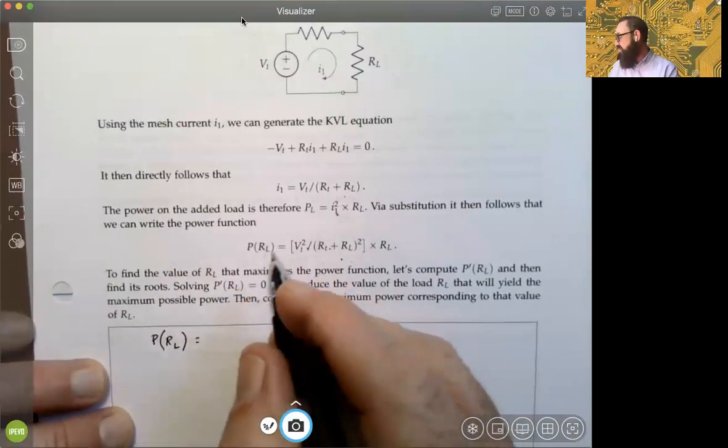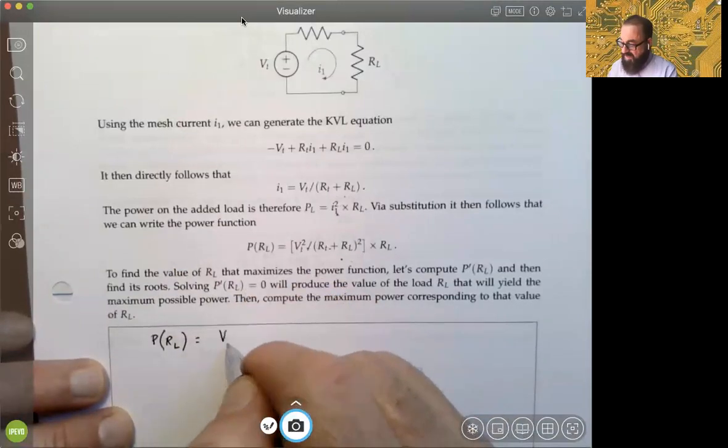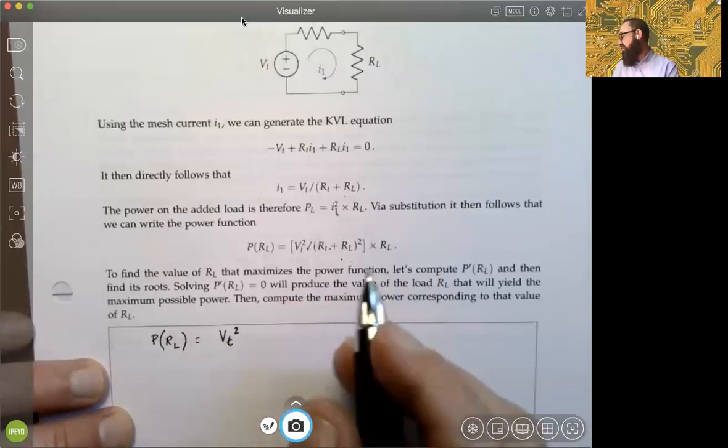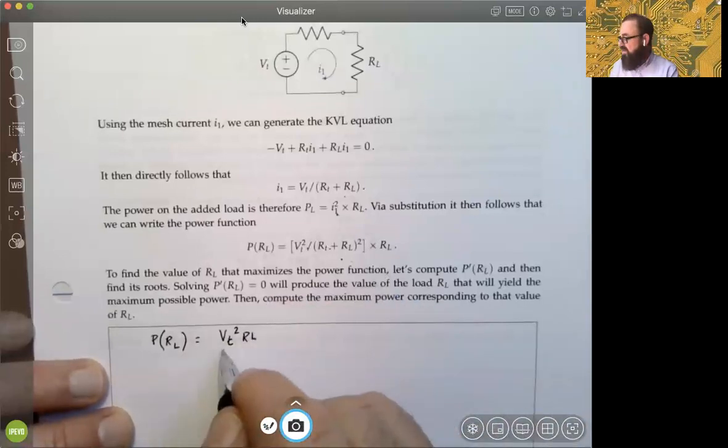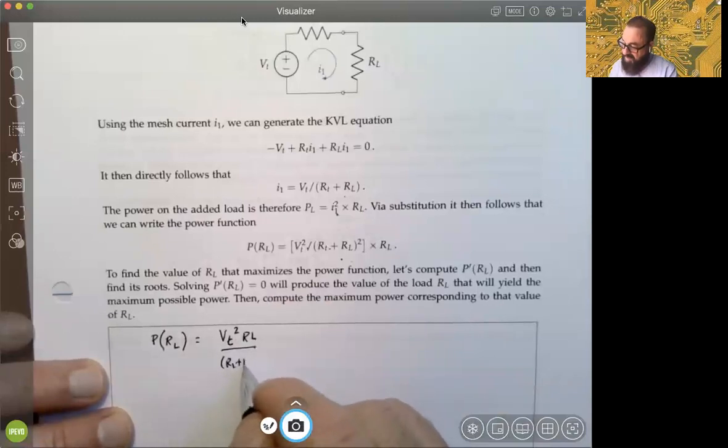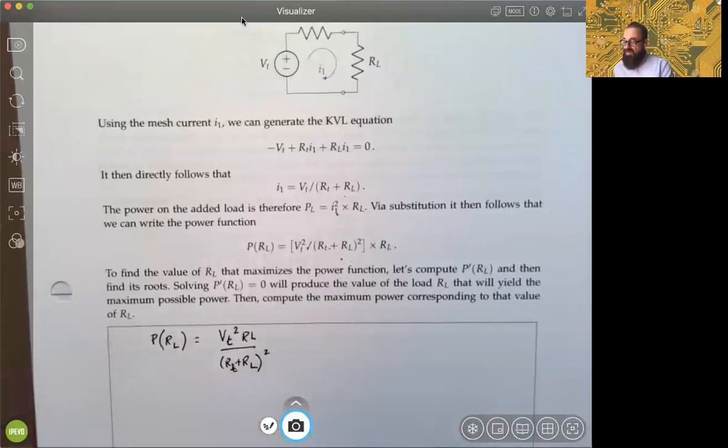And the function that we're trying to find the maximum of is this one: the Thevenin voltage squared times R sub L, divided by the quantity R sub T plus R sub L, squared. You can see that it's definitely nonlinear because this is a constant plus R sub L squared, and this is another constant times R sub L in the numerator.